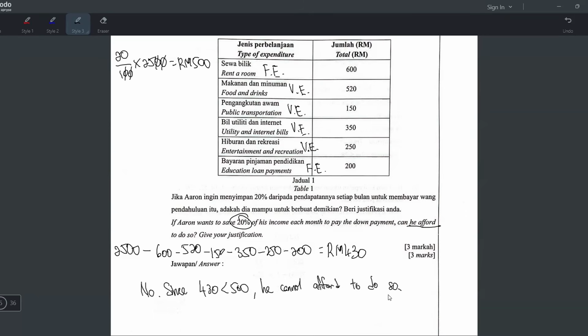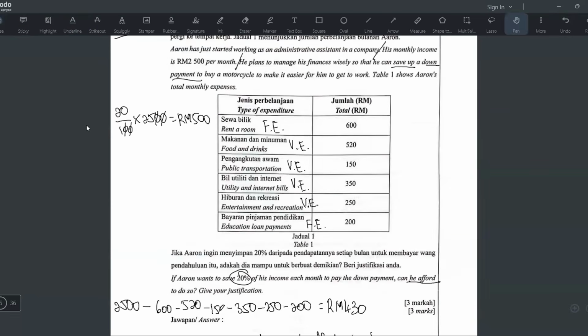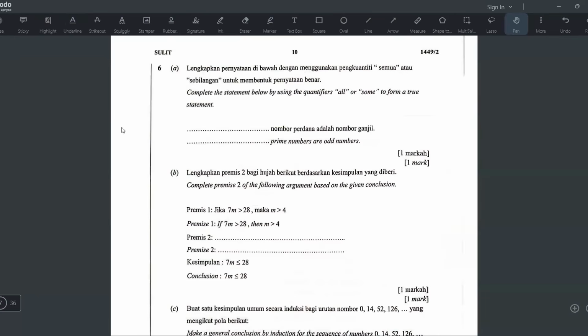Okay. Kalau saya akan just tulis macam ni saja. Okay. Alright. I think this is good enough. Let's continue. Okay, this is definitely logical reasoning from Form 4 Chapter 3.